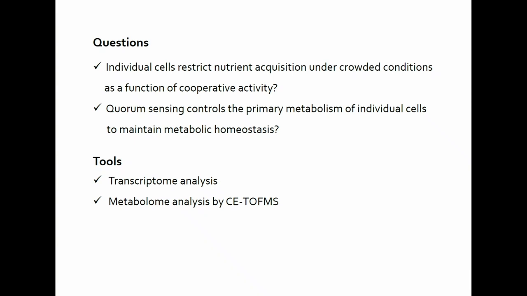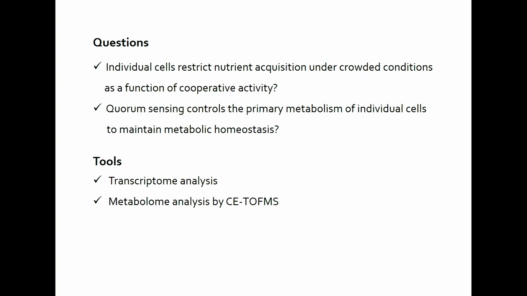So under crowded conditions, do they really restrict nutritional acquisition? Okay, that was one question. And the other one is, does quorum sensing control the primary metabolism of individual cells to maintain metabolic homeostasis? So we used basically two key tools.